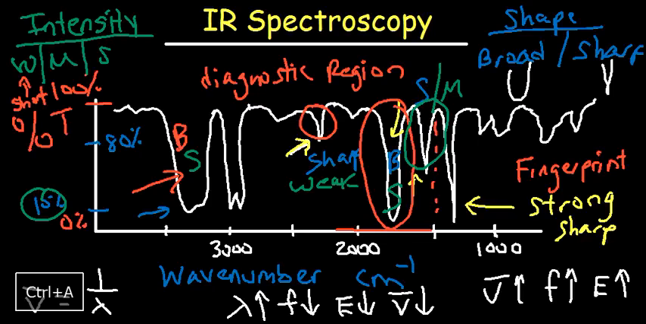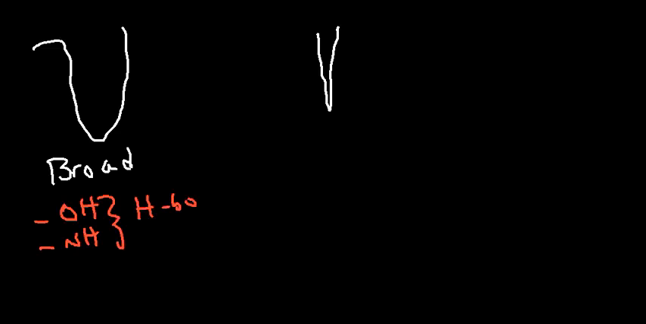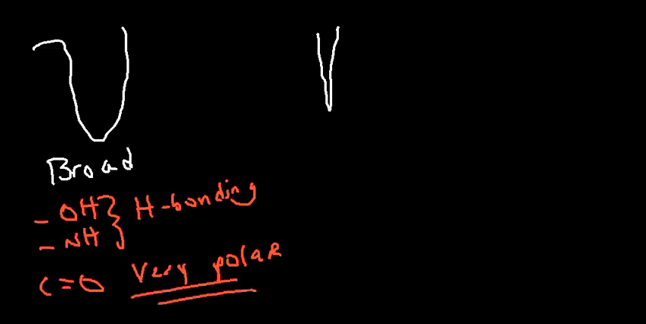So now let's look at some other things. You might be wondering, what causes a signal to be broad, and why are some signals sharp? Well, most broad signals tend to be like an OH or an NH bond. So usually they have hydrogen bonding. And other signals like the carbonyl stretch tend to be broad as well because it's very polar. By the way, anything that has hydrogen bonds is also very polar. So an OH bond is very, very polar. So these bonds tend to be broad.